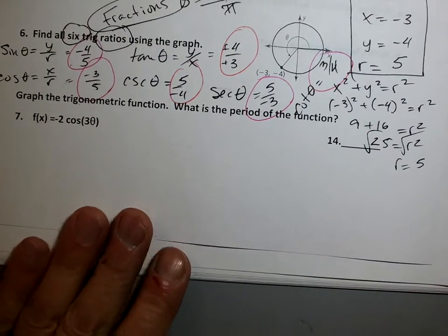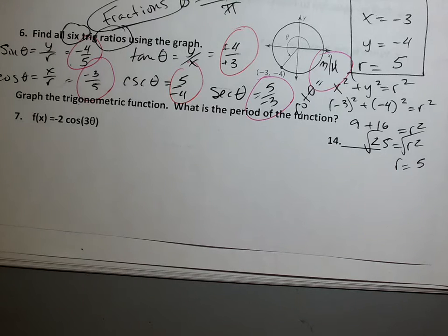What's that? How do you get r? Just Pythagorean theorem. So you need this equation: x squared plus y squared equals r squared. You got to have that. I know the x is negative 3, the y is negative 4. Okay? And you know, Austin, don't mess this up.